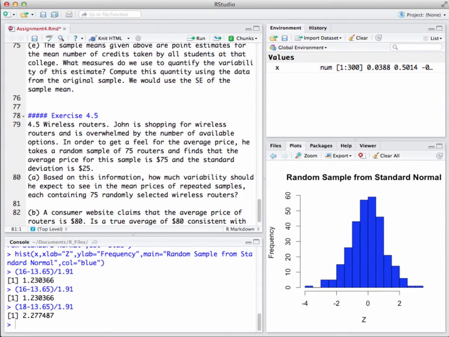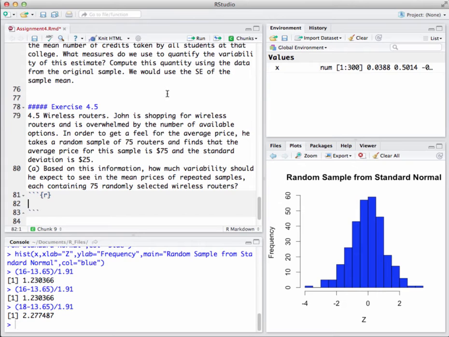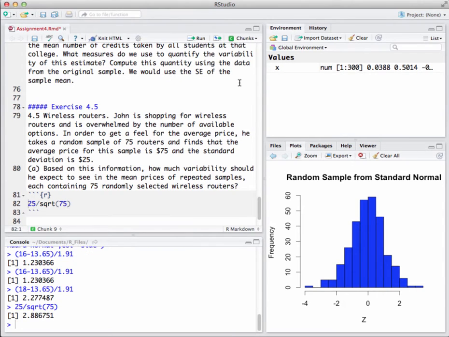Well, he knows that the standard error is given by s divided by the square root of n, right? So if we insert an R chunk here, he can come in and say, well, the standard error is going to be 25 divided by SQRT of 75. Or he would expect about $2.89 would be the variability in all samples of this size. Okay, remember, this is the variability in the averages. That's what we're looking at, not the variability in the parent distribution.